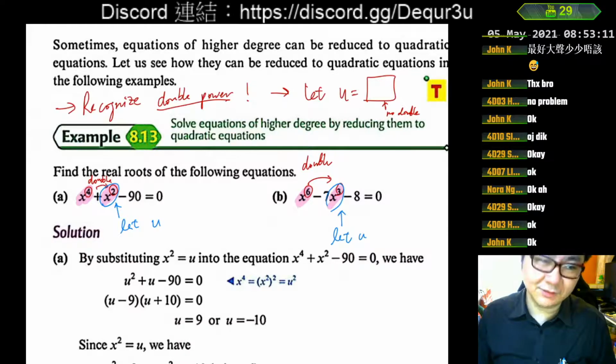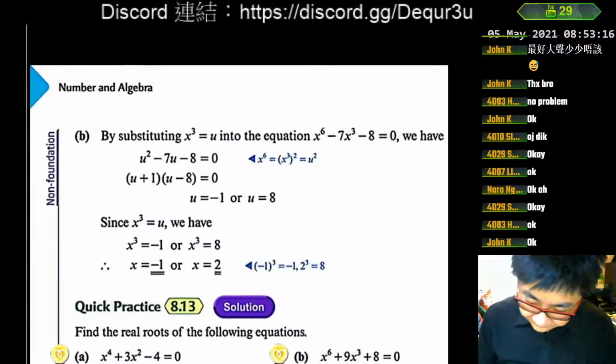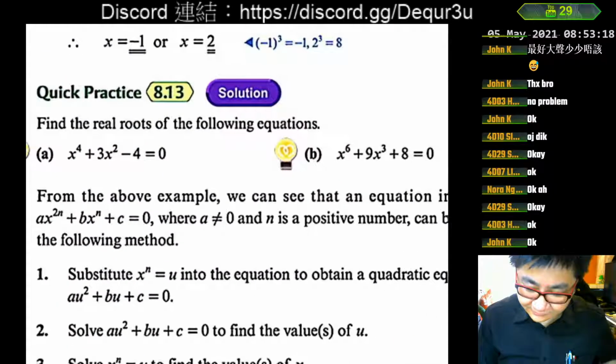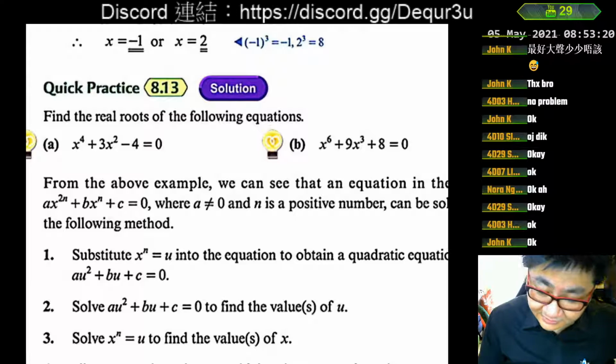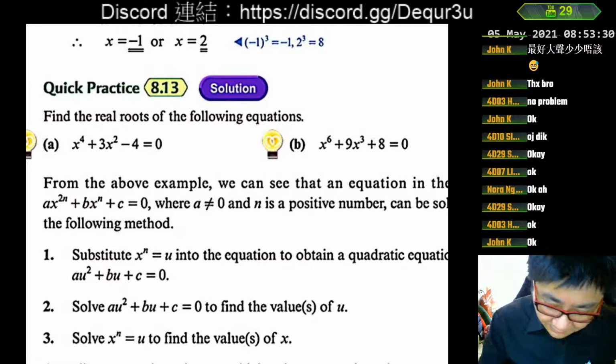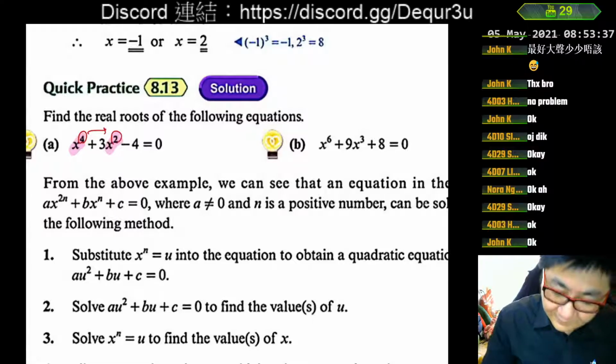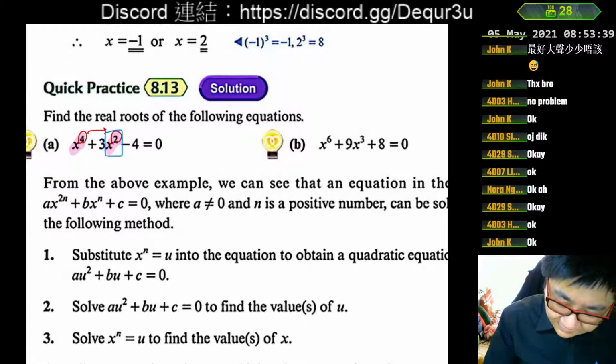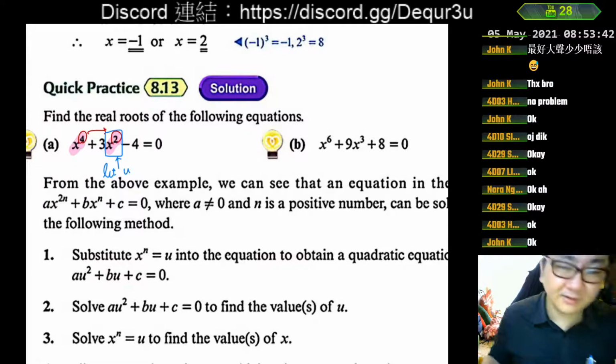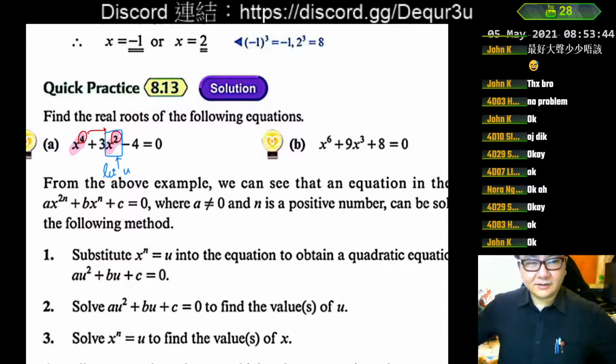So we try to do some real work in the quick practice. Again, when you see equations like this, x power 4 plus 3x squared minus 4 equal to 0, you try to recognize, is there a double power, x power 4 and x power 2? And you can see 4 is a double of 2. Therefore, we let this whole x squared be u, and see if we can do more.